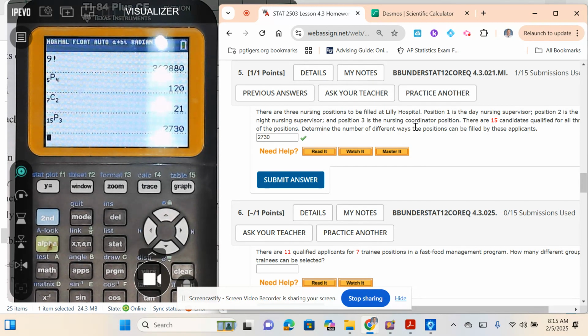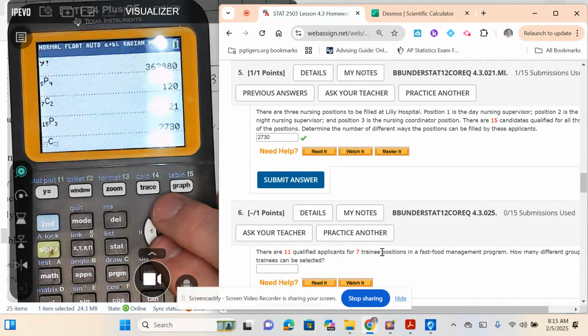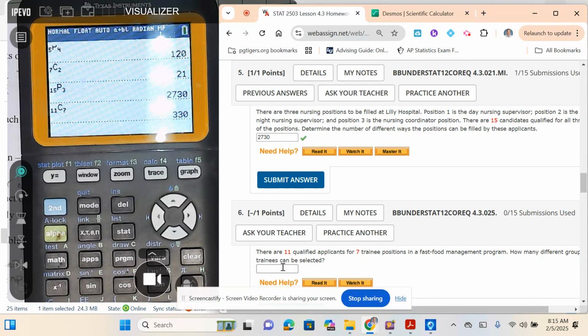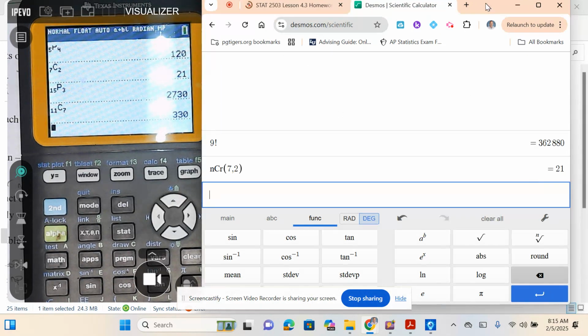You see, over here there was a difference: one's a day, one's a night, one's a night nursing coordinator. This one, order does not matter, because there's not a difference between the positions. So we're going to use a combination. You have 11 applicants, 7 spots, 330. Once again, you can use Desmos, nCr.